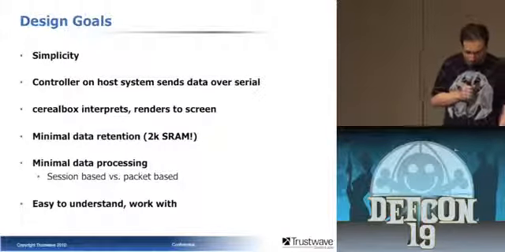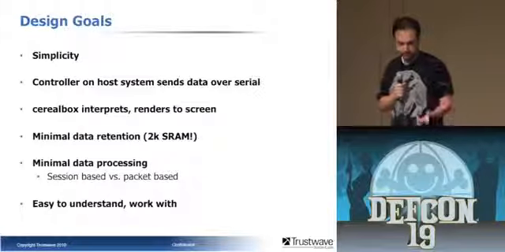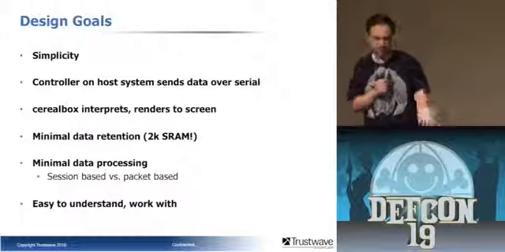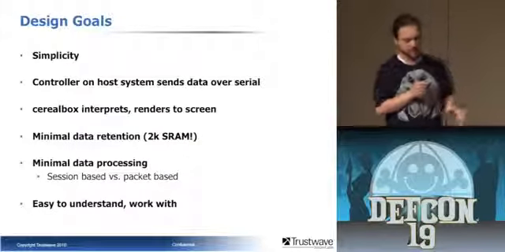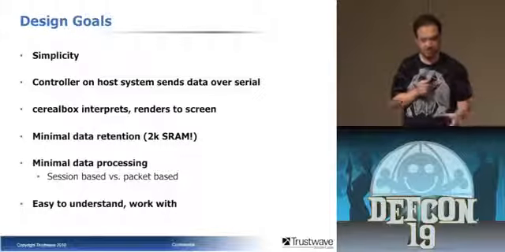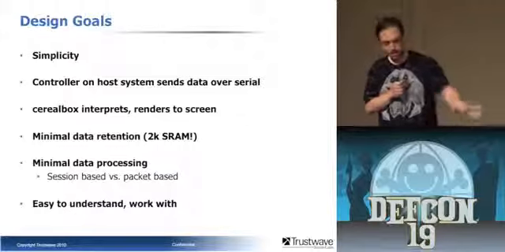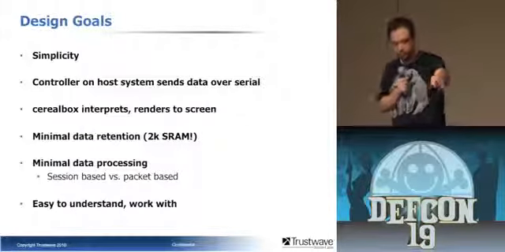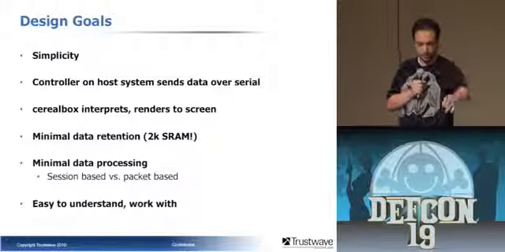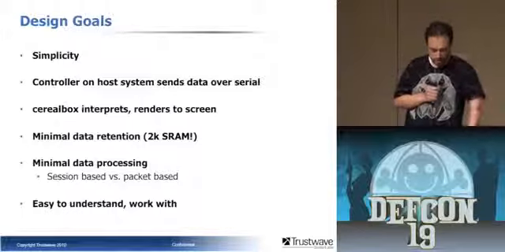So the design goals have to be simple. I'm going to send stuff from the host. The host can't sniff, it's just USB, so I have to have a sniffer on my own box. The sniffer is going to send whatever data I'm interested in over the serial link, and it's going to render it on the Arduino. The code running on the Arduino is in charge of rendering anything I send it to the screen.